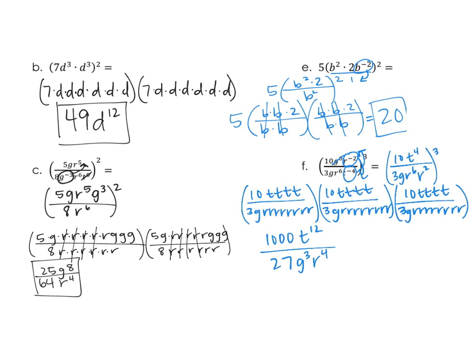Since we had all different letters on top and bottom, we could not cancel any of them. We can check in our calculator 1,000 divided by 27. If we try to simplify that fraction, it does not simplify in our calculator. So this is our final answer.